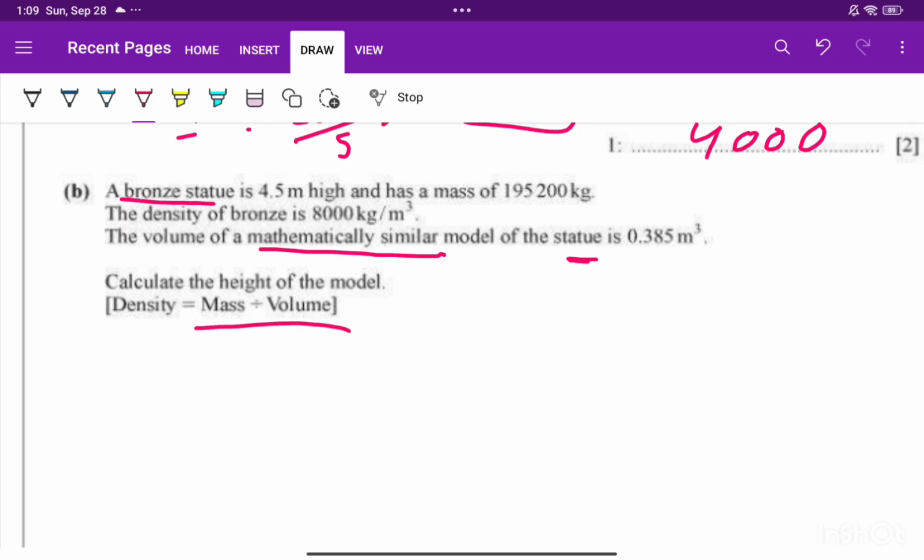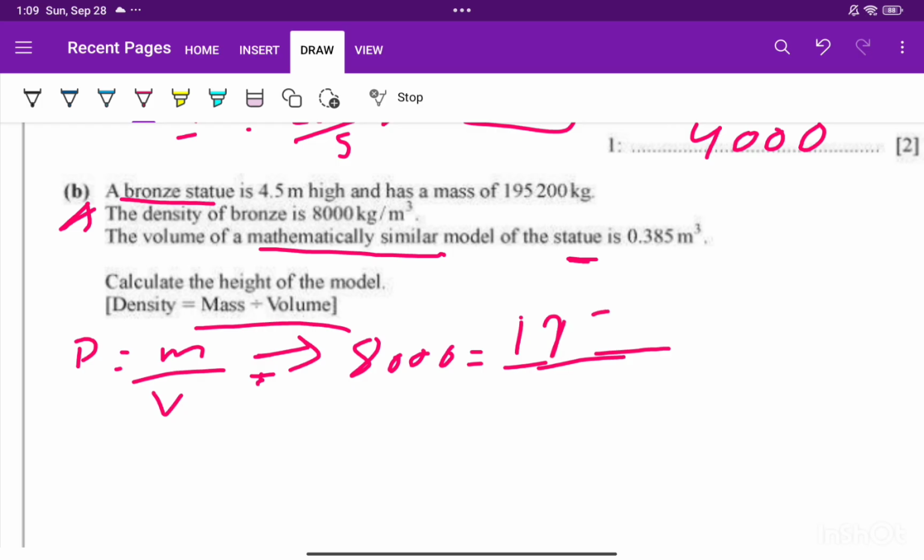So first we will find the volume of the first statue. Density is 8000. So we can write density equals mass upon volume. Density is 8000, mass is 195200, and we don't know volume. So we will simplify it and make volume the subject. So the answer will be 24.4 meter cube.